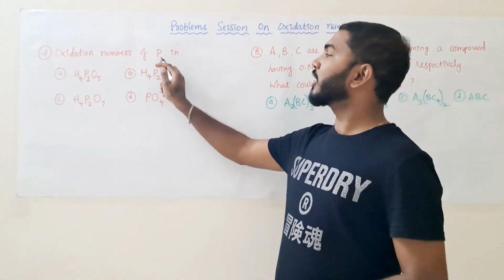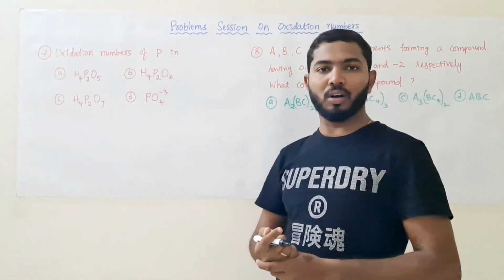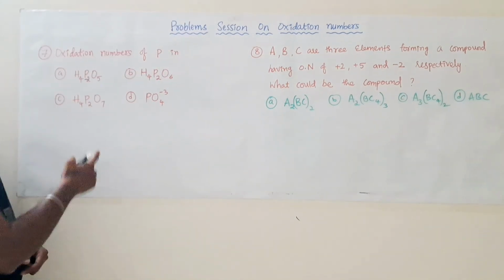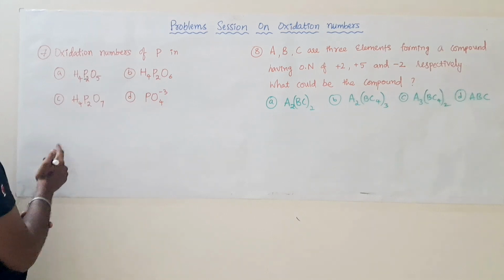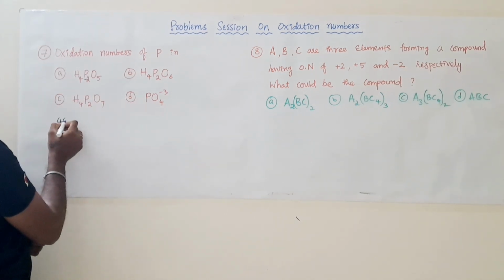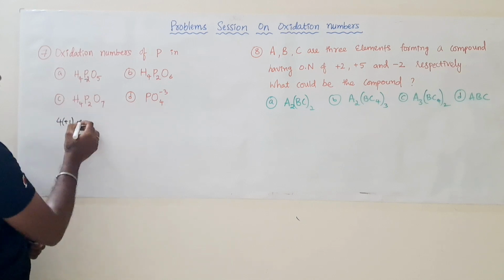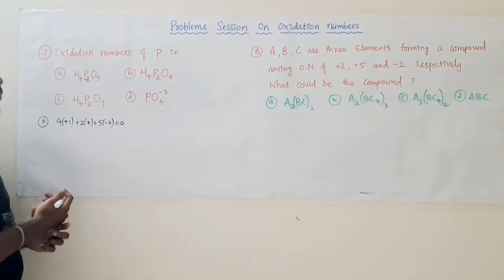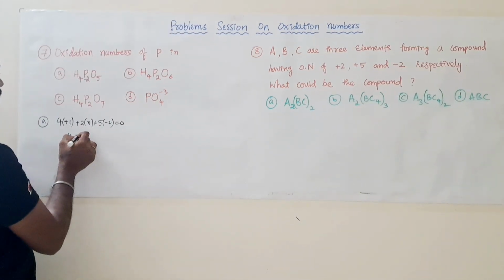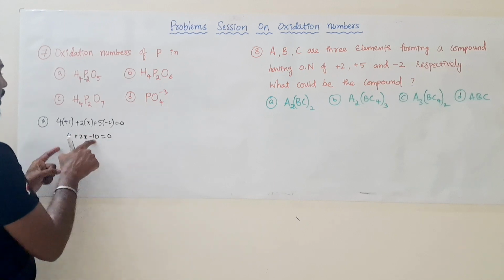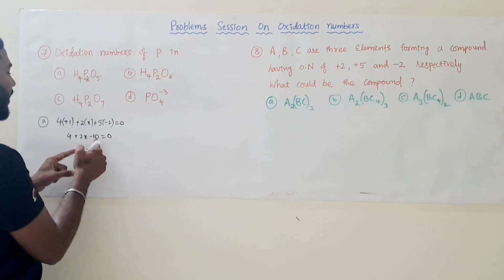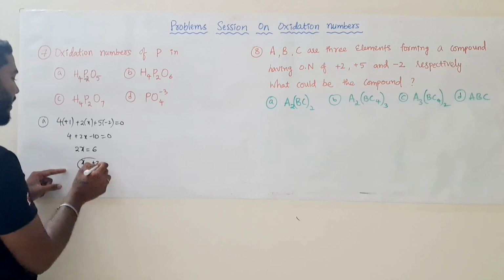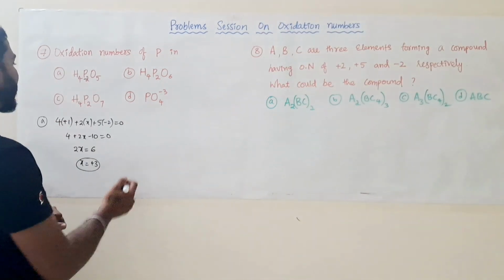We need to calculate the oxidation numbers individually in these four compounds. Looking at the first one, H4P2O5, for the phosphorus oxidation number we use the general method. That is 4 into +1 for each hydrogen, plus 2 into x, plus 5 into -2 equals 0. I'm solving option A. So 4 plus 2x minus 10 equals 0, so 2x equals +6, and x comes out as +3. So the oxidation number of phosphorus is +3.